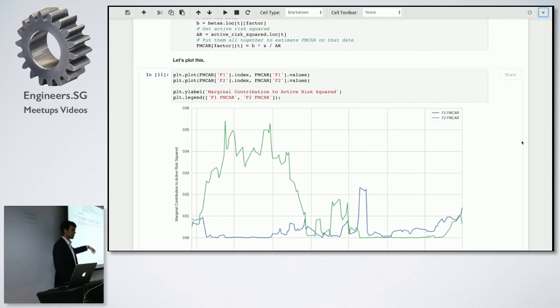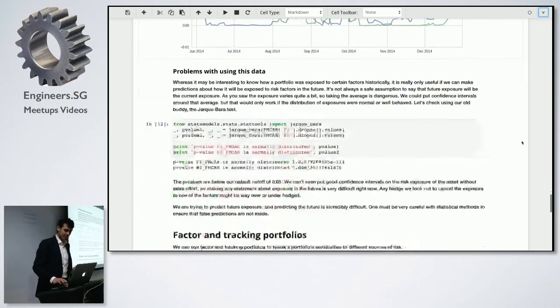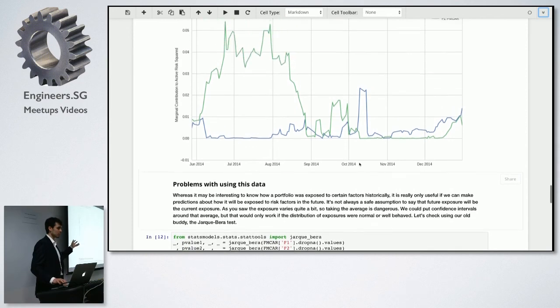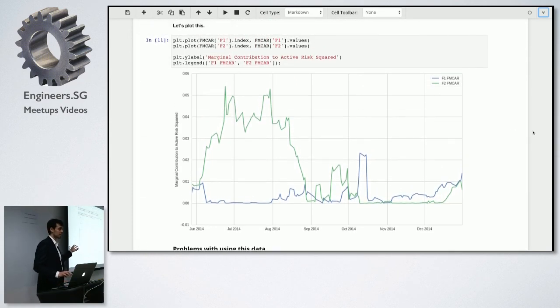Sometimes people take the value it is now and draw a range based on the standard deviation, and say it could be anywhere in that window. That only makes sense if the underlying series is well-behaved or normally distributed. And in this case, just running a quick test says it's not, for both of these risk exposure time series. So naively doing this is not going to give you a good estimate of where the risk could go.